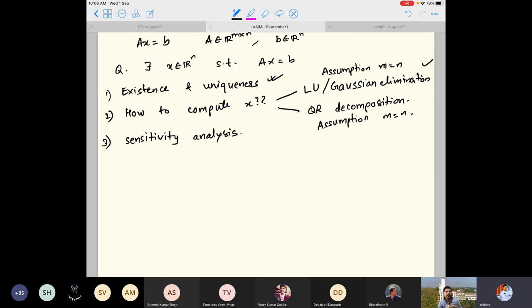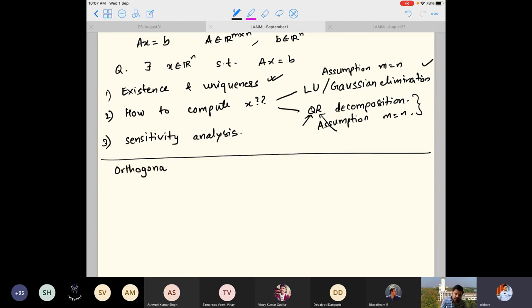Once we understand this, we will go to the next topic, sensitivity analysis, possibly this week or next week, we'll see. So this is the plan: we have covered this much, and now we start with this topic. In QR decomposition, the most important things you encounter are the two matrices Q and R. Out of these, the Q matrix is an orthogonal matrix. So first we want to look at what orthogonal matrices are.